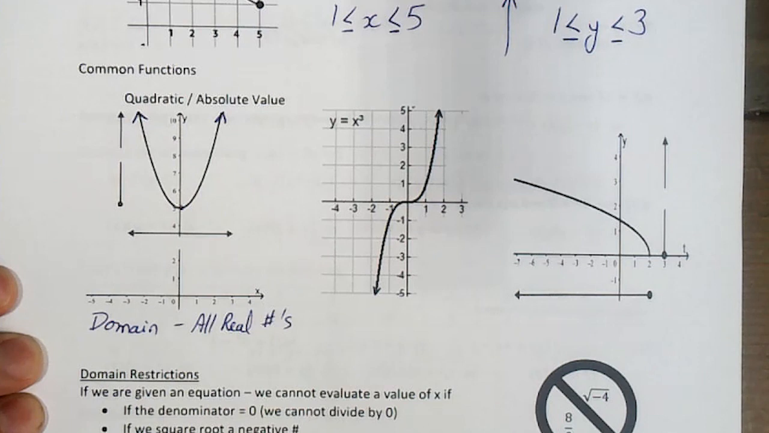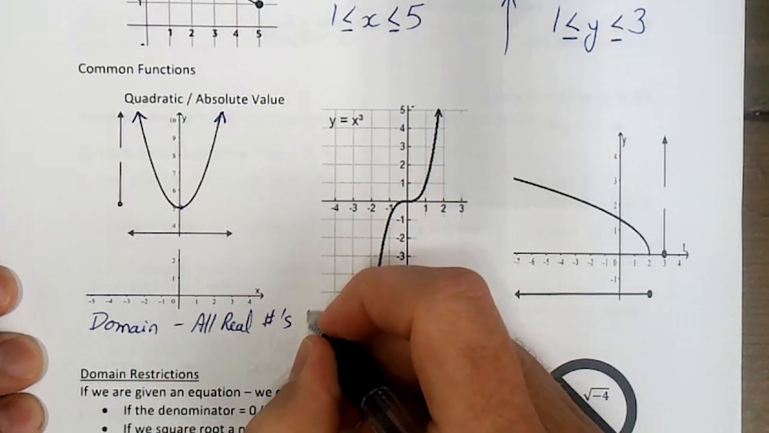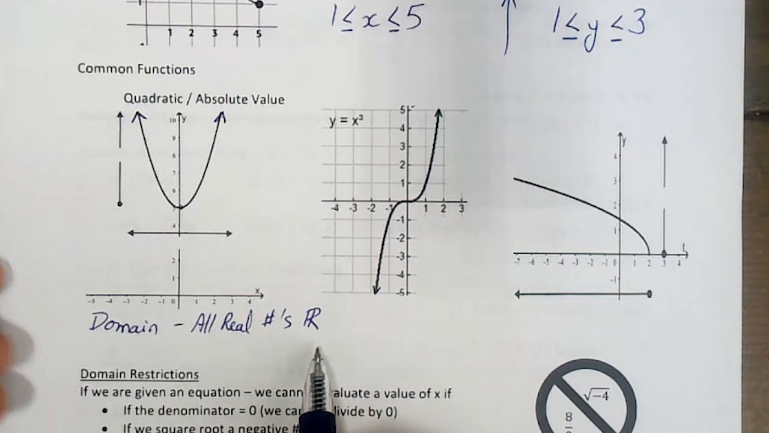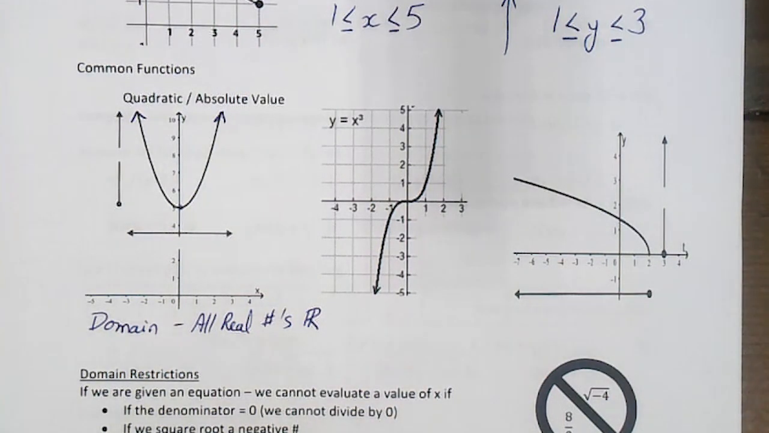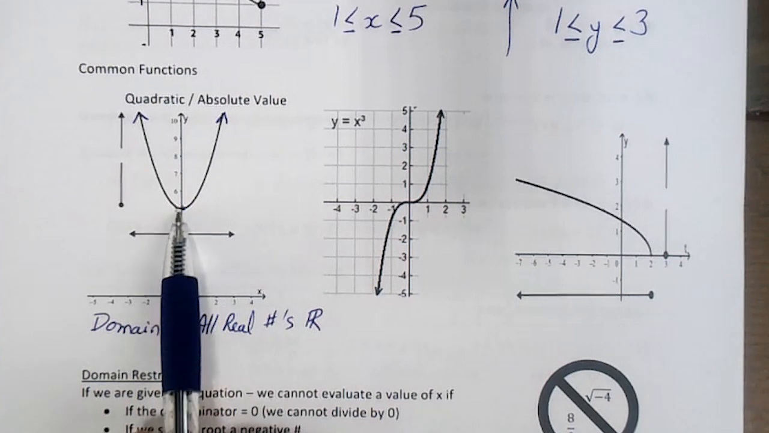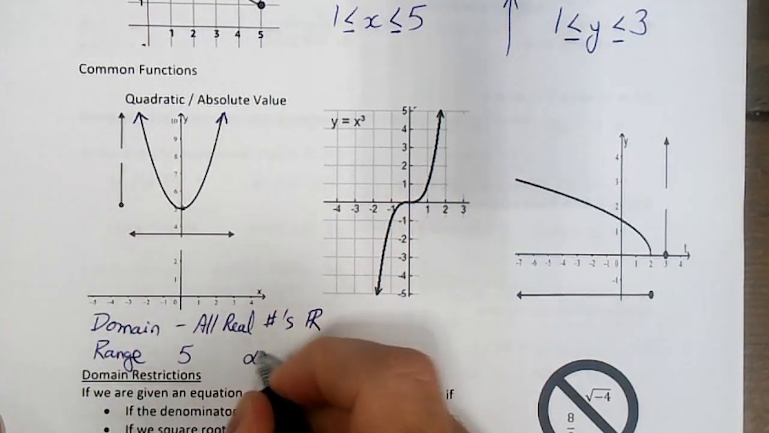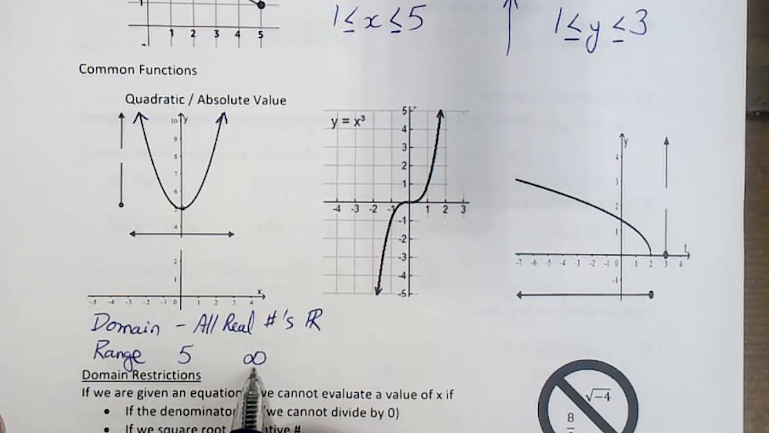So we just write all real numbers. The shortcut is the R with the extra line in the middle. That's the symbol for all real numbers. All fractions, all decimals, all radicals, everything. Now the range, we can see that it stops. It stops at 5, but everything above it. So we're going from 5 to infinity.